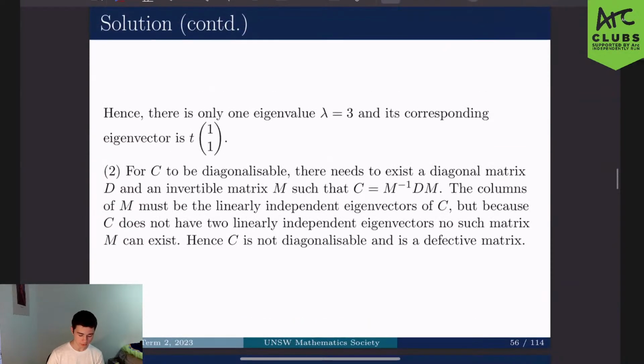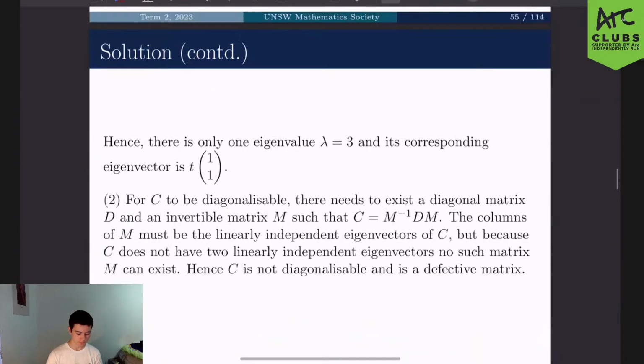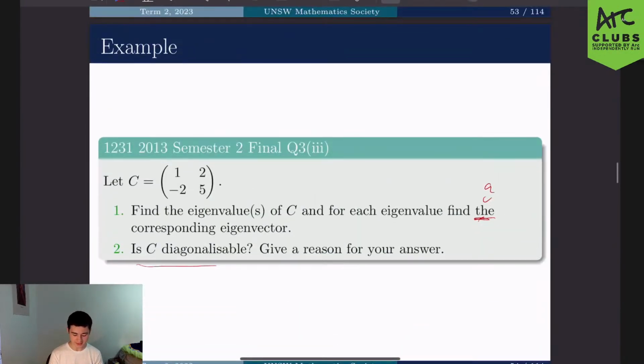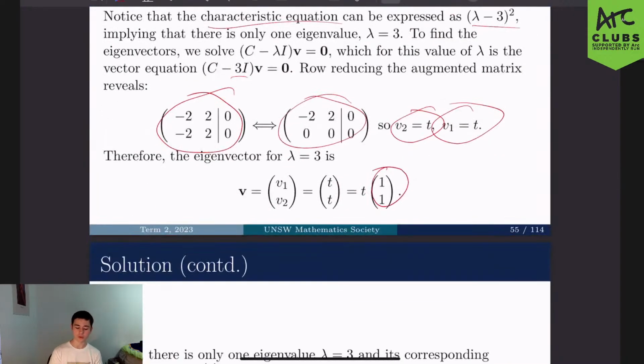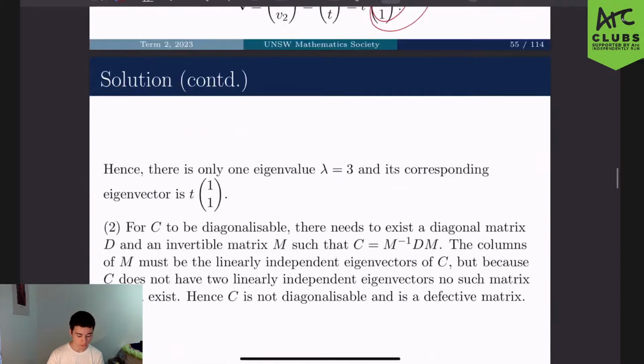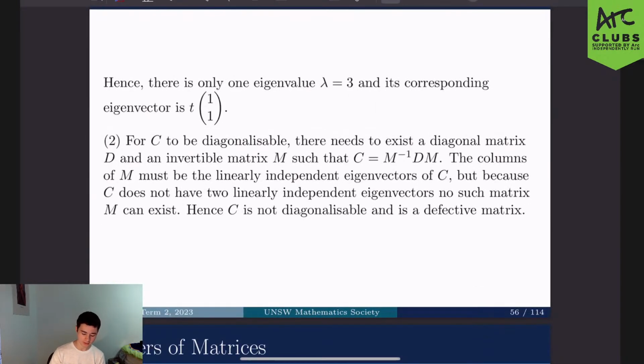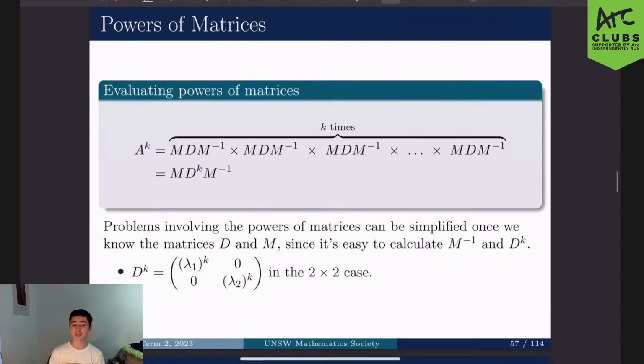Okay, so remember, second part of the question, is it diagonalizable? Give a reason. We just demonstrated that it only has one linearly independent eigenvector. This matrix is 2 by 2. We need two linearly independent eigenvectors. We only have one, so it cannot be done. It is a defective matrix.